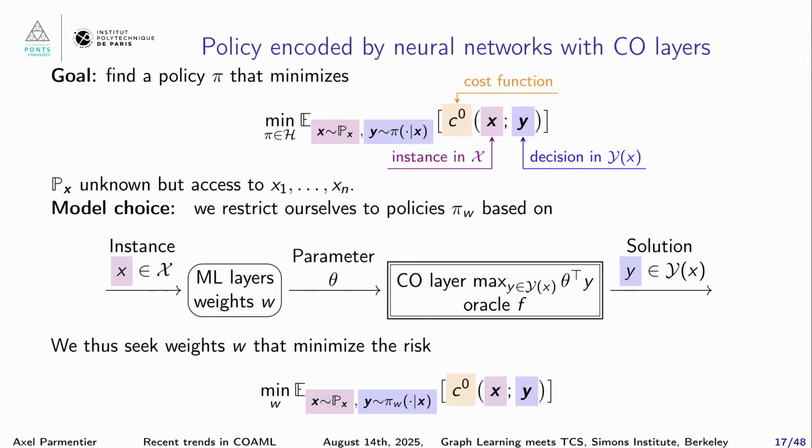And so typically, the goal, in the supervised learning case, I go slightly more general. I have a distribution over X. I have a decision Y that must be in Y of X. I have a cost function for this. So this covers, for instance, the contextual stochastic optimization case. And I seek a policy that maps X to Y that is going to minimize the expected cost. And my policy will always be a graph neural network followed by a combinatorial optimization layer.